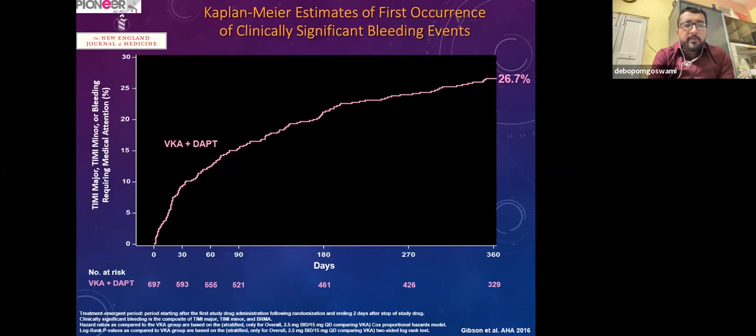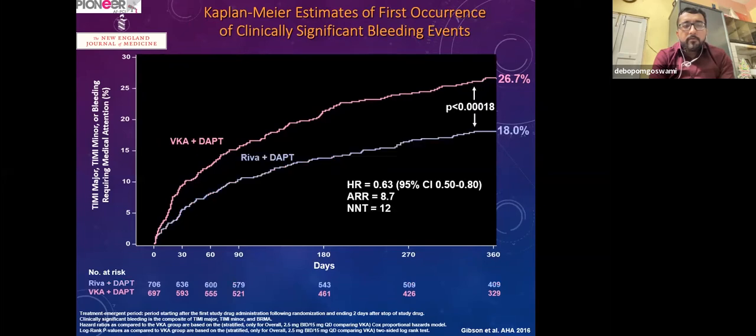Now, what we see is that the bleeding risk when we have the triple therapy is almost 27%. Now, just dropping aspirin, next slide. Just when we drop the aspirin, that is, we go for the rivaroxaban 2.5 milligram twice daily and the DAPT, the bleeding risk came down to 18%. Next slide.